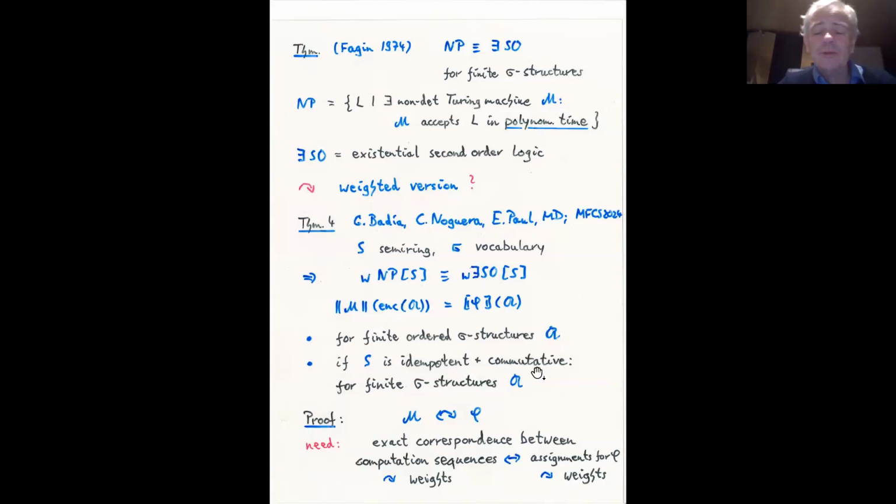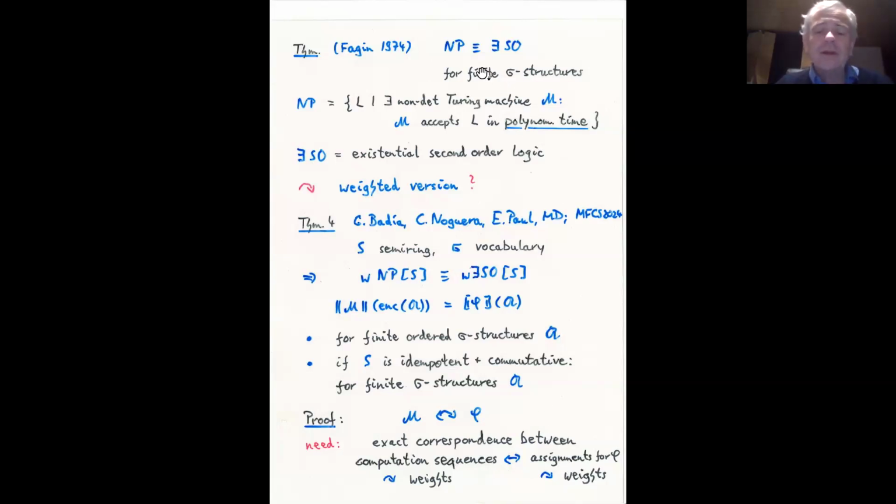Maximum and minimum are idempotent and plus is commutative. So the important max-plus and min-plus semi-rings also fall into this category. And in the proofs, as I already indicated, for M we have to construct phi, and for phi we have to construct M. And then we need an exact correspondence between the computation sequences which get accepted by M and the assignments such that phi is true. And moreover, this has to be a bijection. We have to get a bijective correspondence here. And moreover, the weights have to be the same for corresponding computation sequences and assignments.